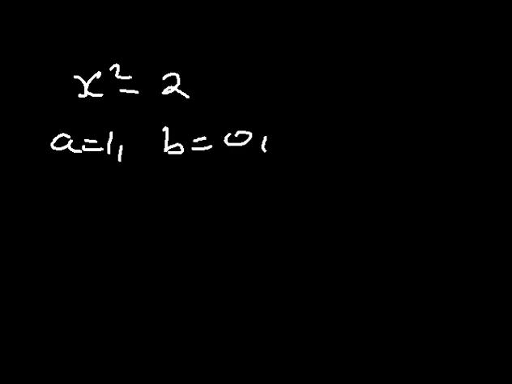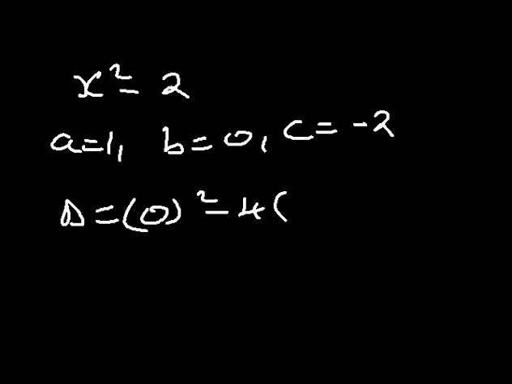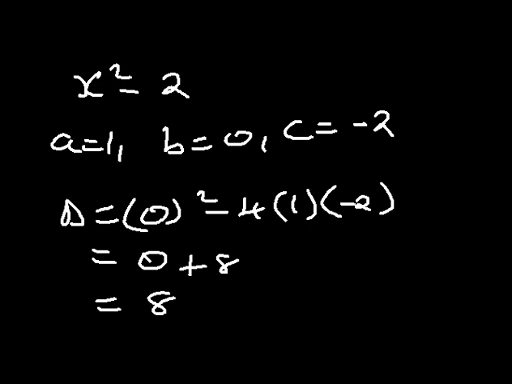And let's say we have x squared minus 2. Now this is also a typical quadratic expression. What is the value of the discriminant? We have a as 1, b as 0, and c as negative 2. Then the discriminant is 0 to the power 2 minus 4 times a, that is 1, times c, that is negative 2. The discriminant will be 0 plus 8. Therefore, the discriminant is 8. So that is the value of the discriminant.